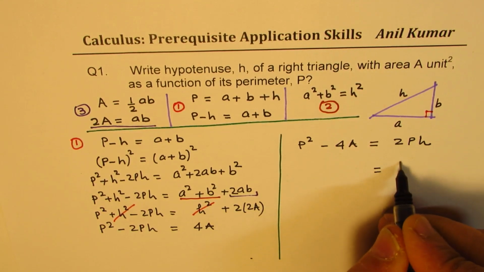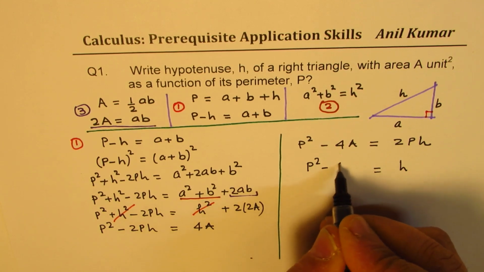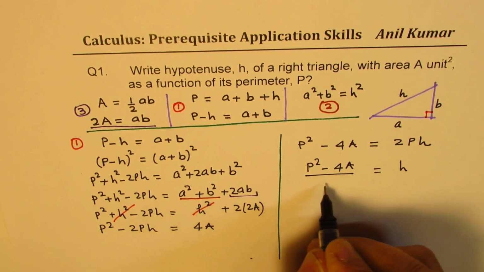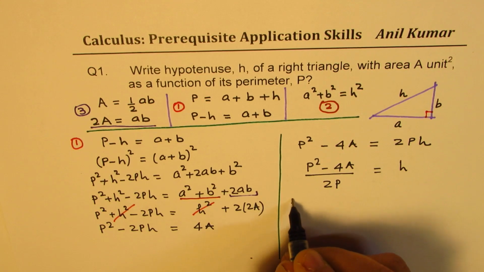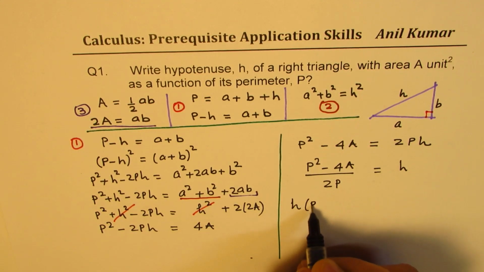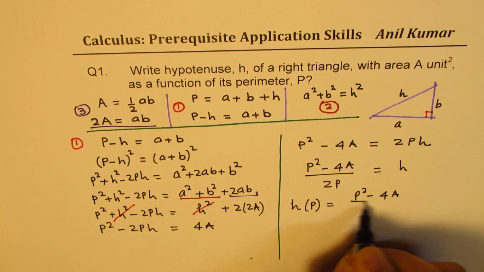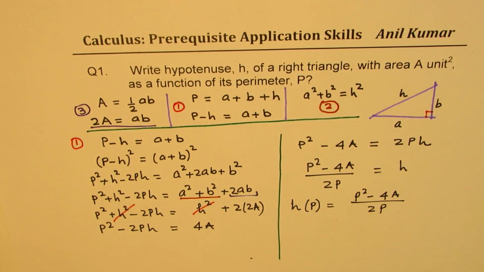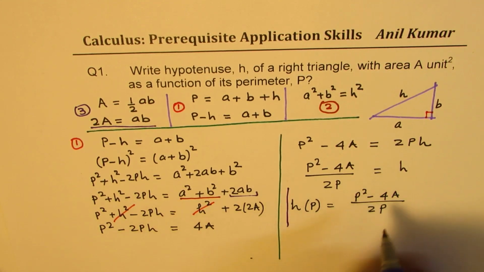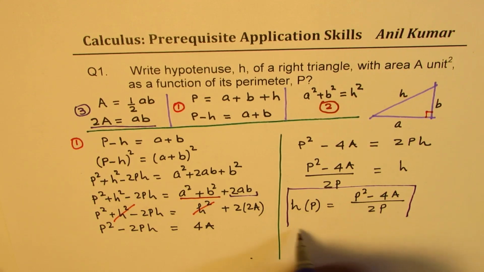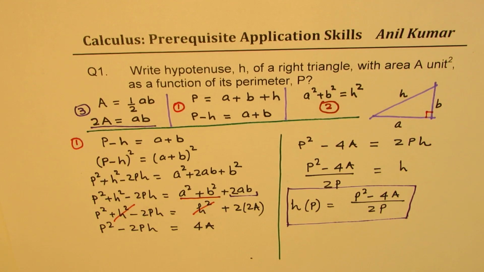Now we can isolate h. So h is p square minus 4a over 2p. So we got hypotenuse as a function of perimeter p, and we can write this as p square minus 4a over 2p. Perfect. So that is how we can rearrange the given equations, which you use so often, and get a very important formula. Right. So we get hypotenuse in terms of perimeter and area.